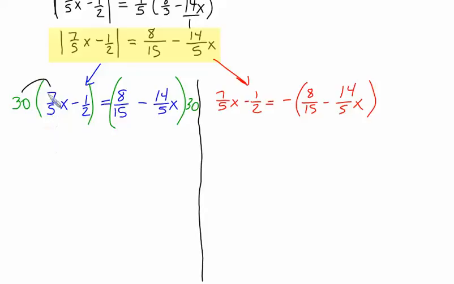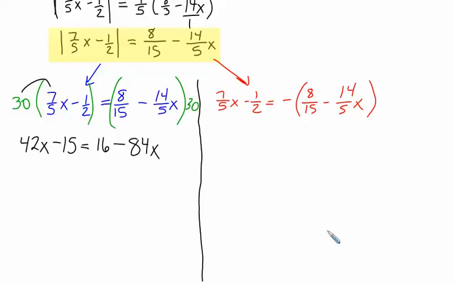30 divided by 5 is 6. 6 times 7 is 42. Keep the x. 30 divided by 2 is 15. That's going to be a minus 15. Is equal to, on the other side, we've got 30 divided by 15 is 2. 2 times 8 is 16. Minus 30 divided by 5 is 6. And 6 times 14. If you have a calculator and want to be sure you're right, use it. If you're pretty confident that the answer is going to be 84, then just hopefully you didn't make a mistake. So that's going to be 84x.